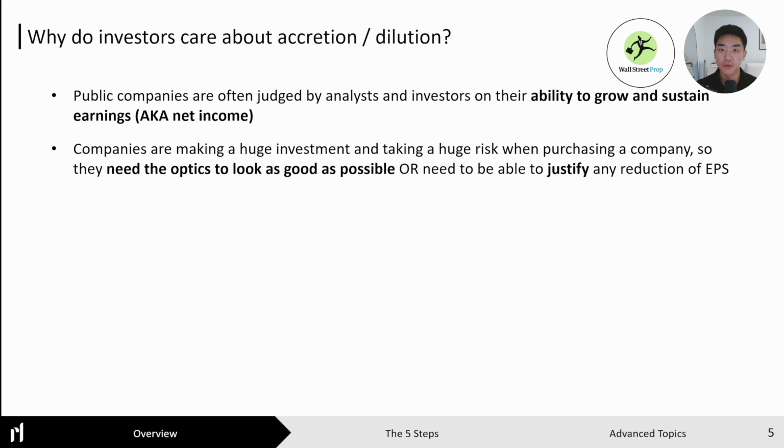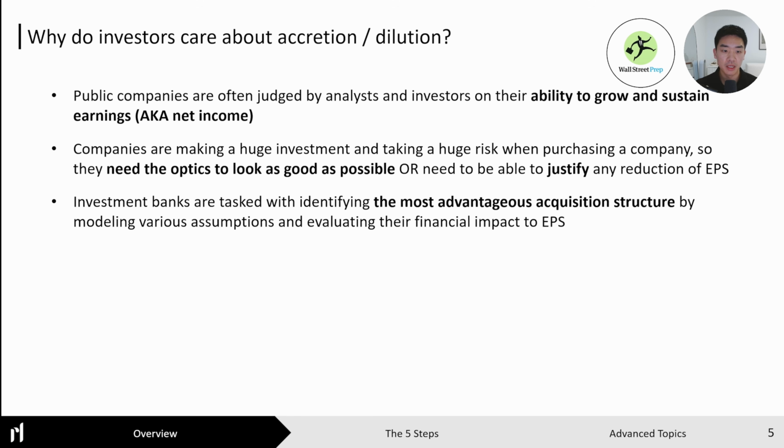To give you an example, Facebook bought Instagram for $1 billion many, many years ago, and Instagram at that time had zero earnings, right? And so that was dilutive, but now Instagram is worth several hundred billion dollars. So that was a great transaction for Facebook.